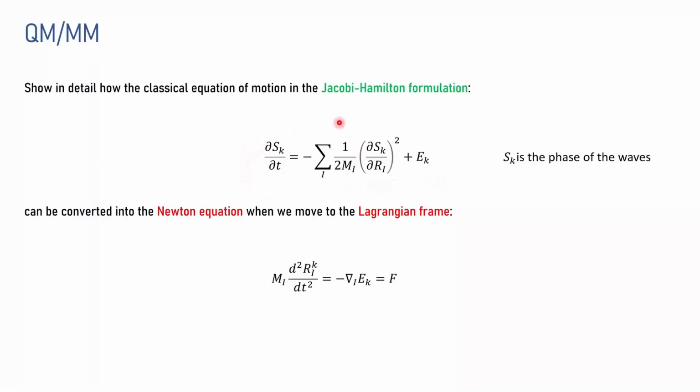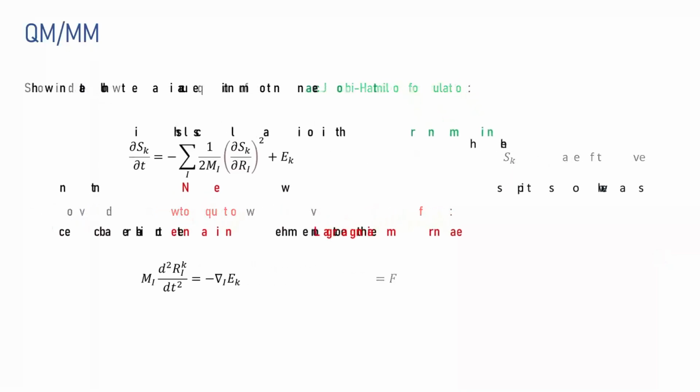We need this equation to convert it to the Newton equation, which is this. Here we have the mass multiplied by the acceleration, which is equal to the force, and we can say that this force comes from the derivative of the potential with the minus sign. This is the classical Newton definition of the force.